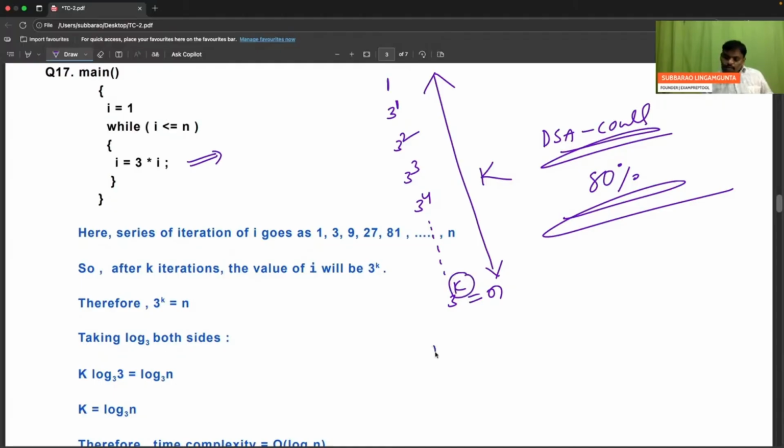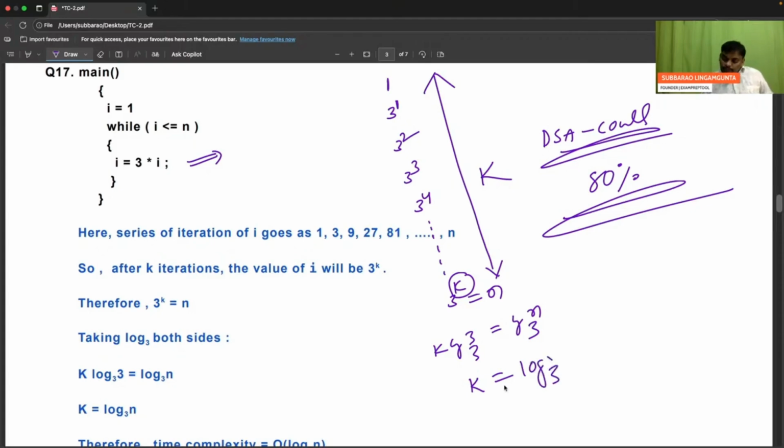So it will become k log 3 base 3. Apply log base 3 on both sides. It became k log 3 base 3, and it became log n base 3. So finally k became log n base 3.